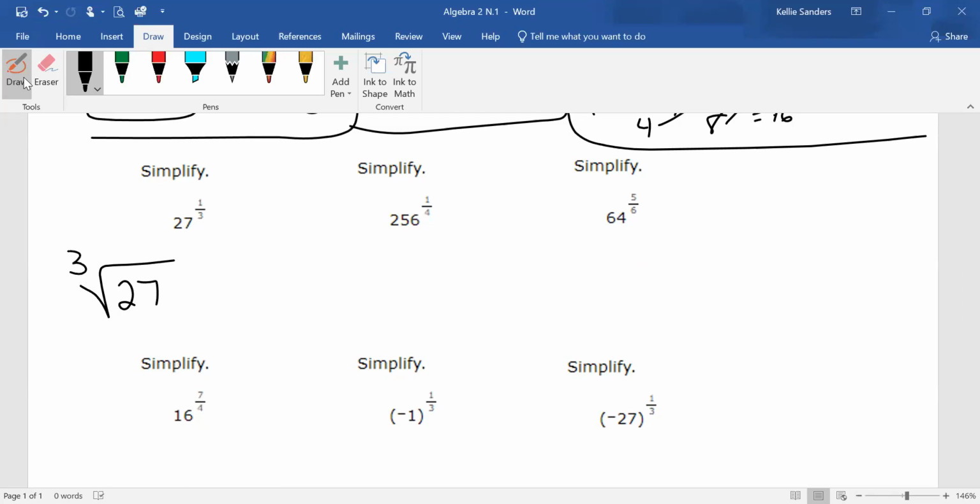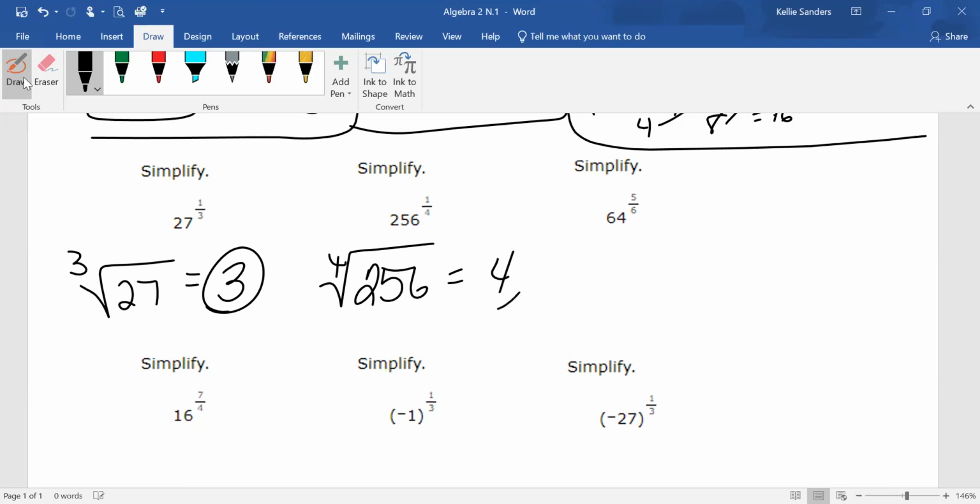27 and 3. What do you multiply 3 times together to get 27? 3, because 3 times 3 is 9, and 9 times 3 is 27. The fourth root of 256 is 4. And now this one, 64, 6, and 5.